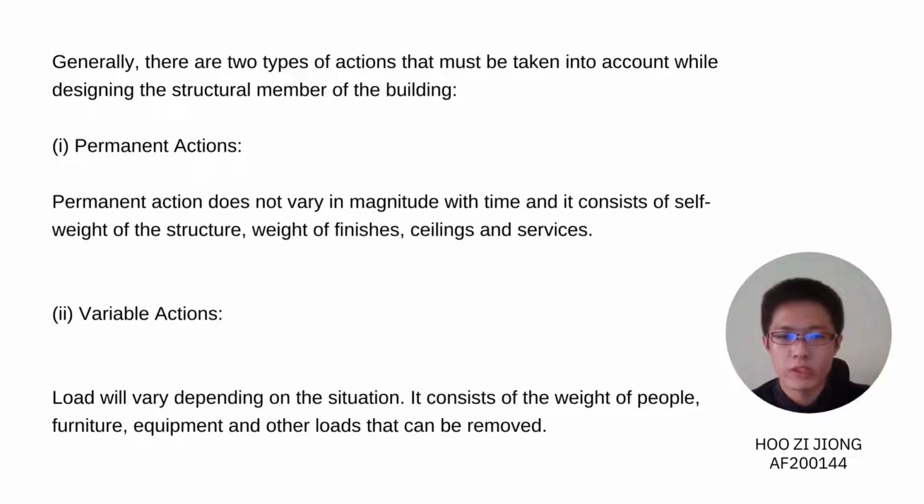Generally, there are two types of action that must be taken into account while designing the structural members of the building. The first one is permanent action. Permanent action does not vary in magnitude with time, and it consists of self-weight of the structure, weight of finishes, ceilings, and services. The second one is variable action. The load will vary depending on the situation. It consists of the weight of people, furniture, equipment, and other loads that can be removed.